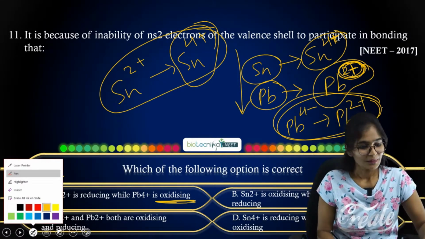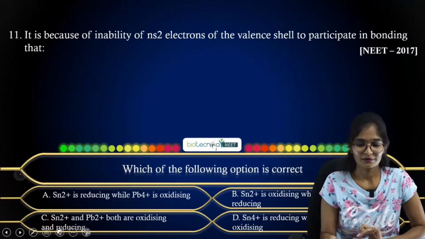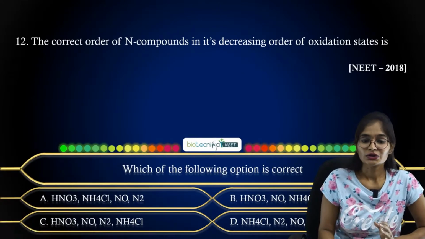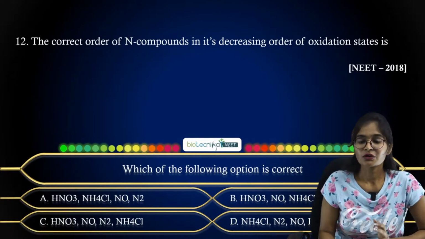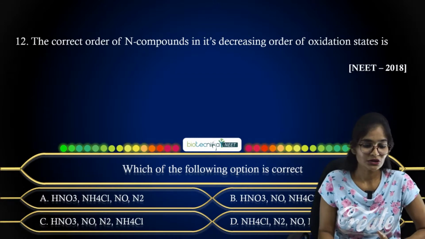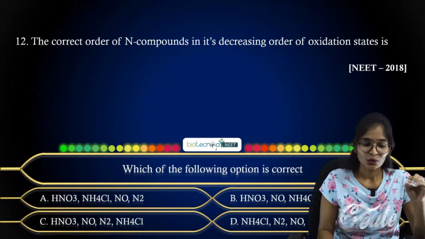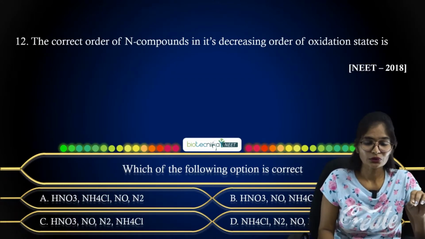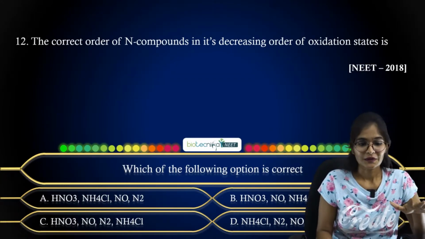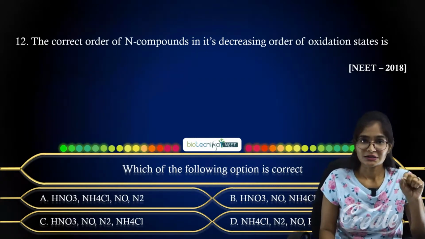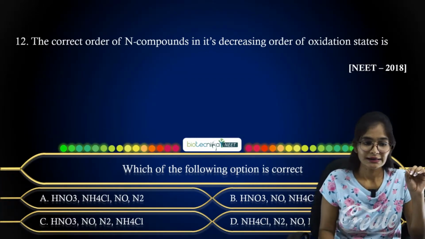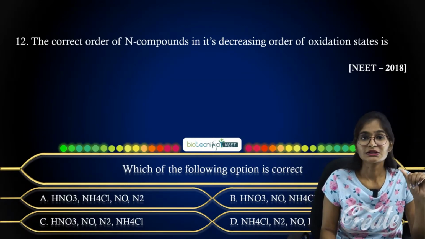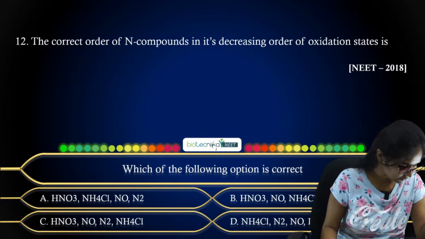All right. Now coming to the next question, what else do you have? The next question is: the correct order of nitrogen compounds in their decreasing order of oxidation states is. They have mentioned a few compounds. Now you have to tell me the oxidation state of nitrogen in every molecule in decreasing order. Just calculate the oxidation state of nitrogen in every molecule and let me know what you get for this question.